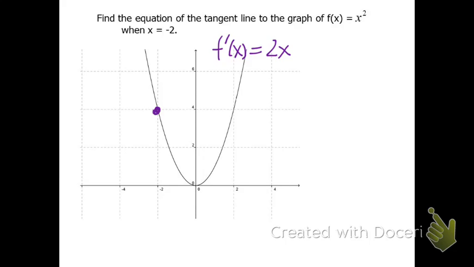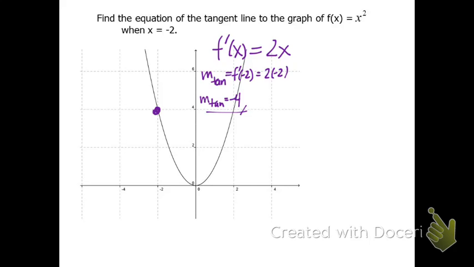Okay. Now, in order to find the slope of the tangent line, the slope of my tangent line is going to be my derivative evaluated at the value for x that they are giving me. The value, the x coordinate of my point, in this case, is going to be -2. So I will have to evaluate my derivative when x equals -2. So it's going to be 2 times -2. So the slope of the tangent line in this case is going to be what? -4. So that's my slope.